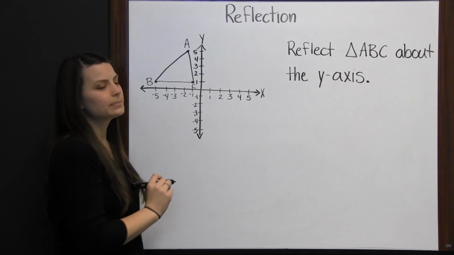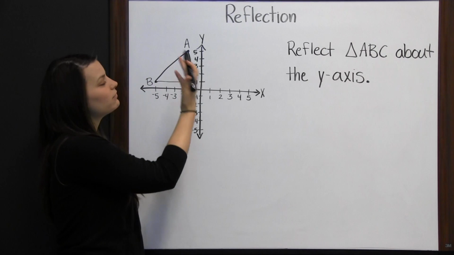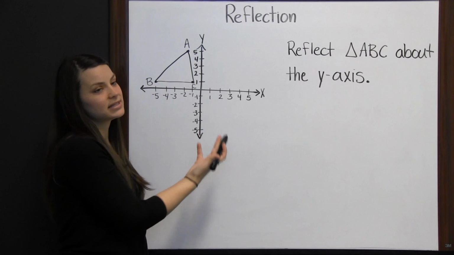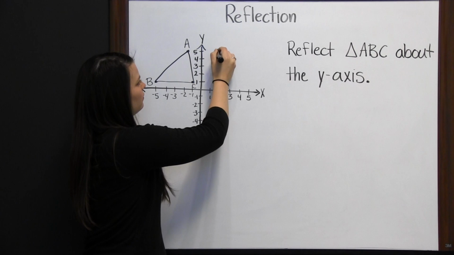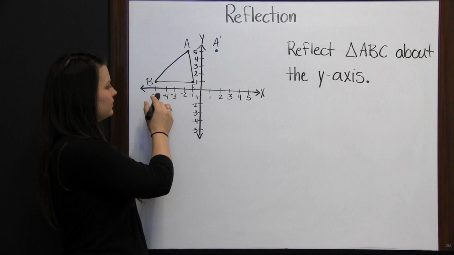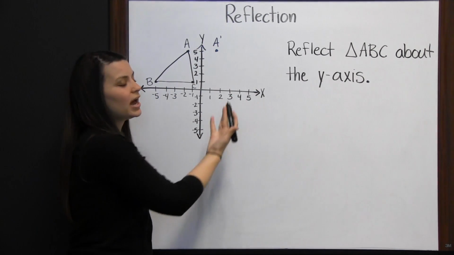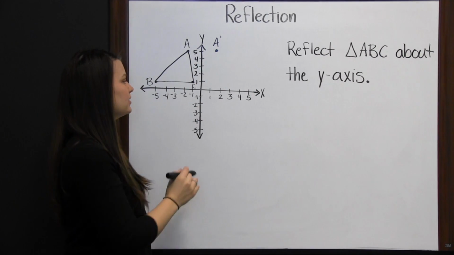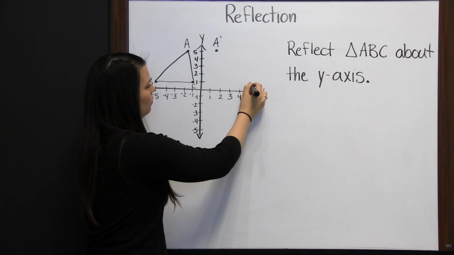Let's start with point A. Point A is at -2, 5. So when we reflect it about the y-axis, it'll be in the same place on the opposite side of the y-axis. So on the other side, it will be at positive 2, 5. This is our new point A. B is at negative 5, 1. So when we reflect it onto the other side, it'll be in the same place on the opposite side of the y-axis. So instead of at negative 5, 1, it'll be at positive 5, 1.